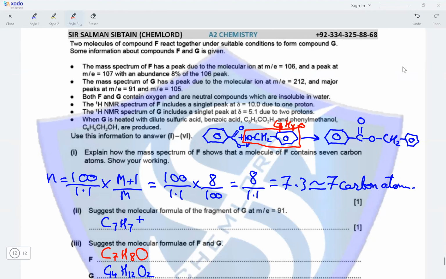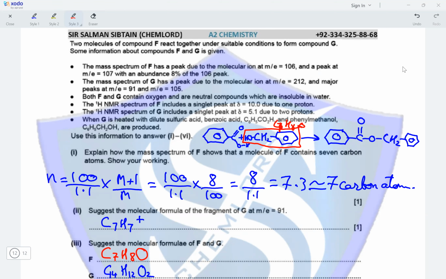Just to revisit structure F, the question said that two molecules of compound F react together under suitable conditions. Two molecules of the alcohol will not react together under suitable conditions. It means that F is not the molecule that was marked in red. In fact, the two molecules that reacted together, the benzoic acid and phenyl methanol, are both made from compound F. So we have a CH2OH group that is made from F, and a COOH group made from F. A COOH group is made by oxidation, and an alcohol group is made by reduction.